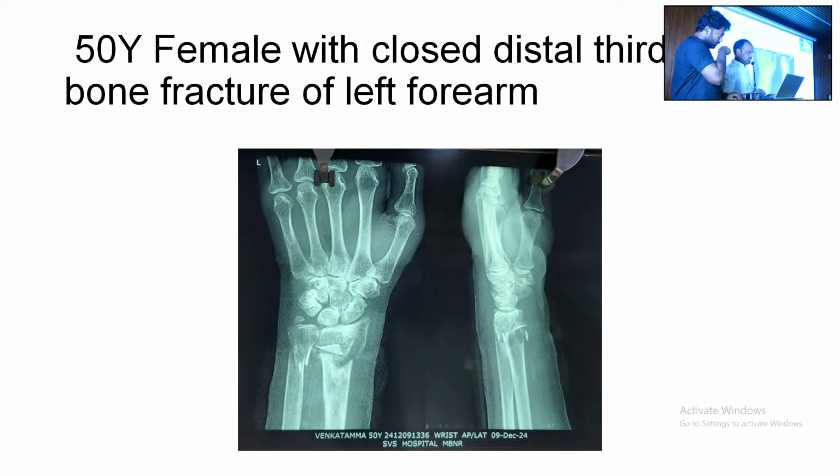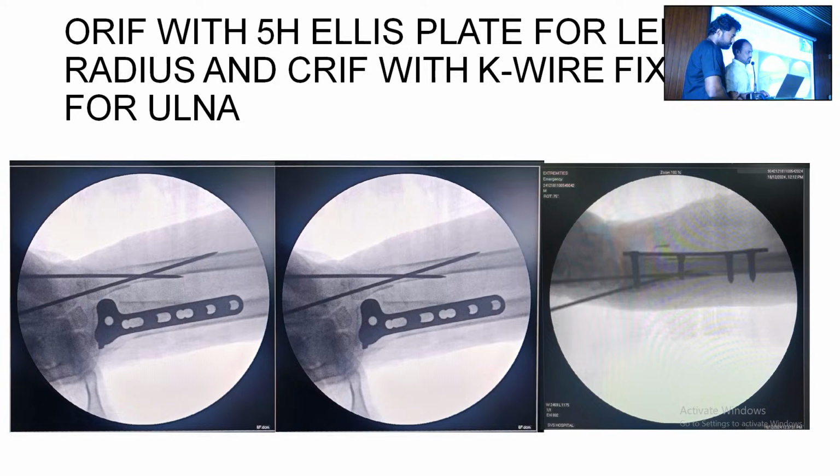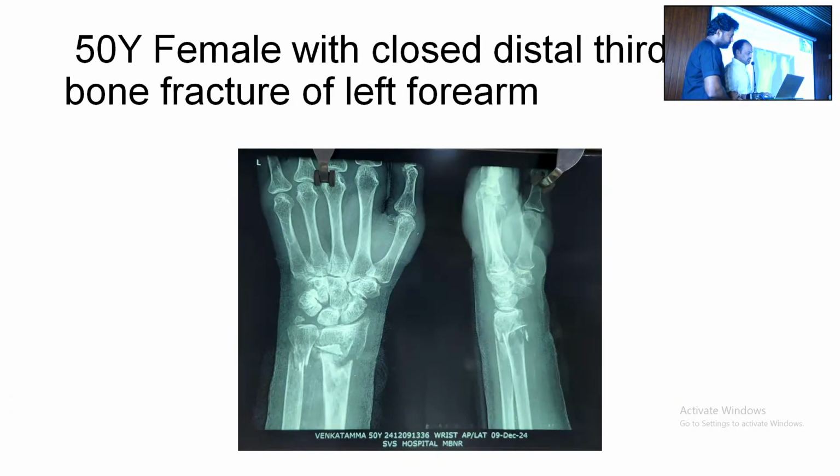Sir, 50-year female with a closed distal both bone fracture of left forearm. Distal end. Describe the fracture. Metaphyseal fracture with the ulnar styloid also. Segment classification here for both bones.